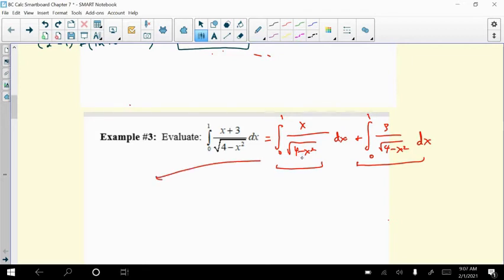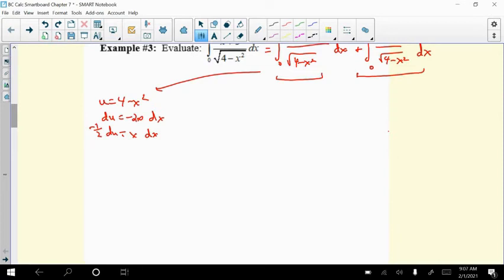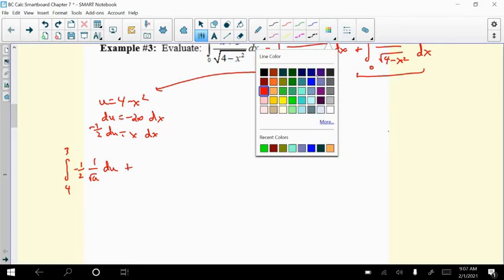So for this one, I'm going to let u be 4 minus x squared because its derivative is negative 2x dx. And now I know that, like I had written before, negative 1/2 of du is equal to x dx. So for that portion, the bounds will change. Instead of going from 0 to 1, they'll go from 4 to 3, which is fine, because when x is 0, we get 4, and when x is 1, we get 3. So we go from 4 to 3, and then it's just going to be negative 1/2 times 1 over the square root of u du. Plus, now for the second integral, maybe I'll switch to purple here.